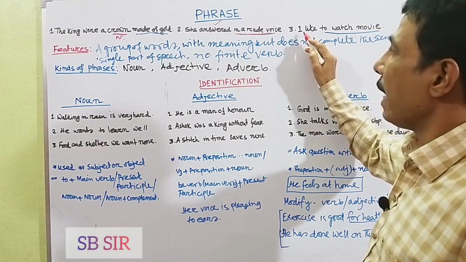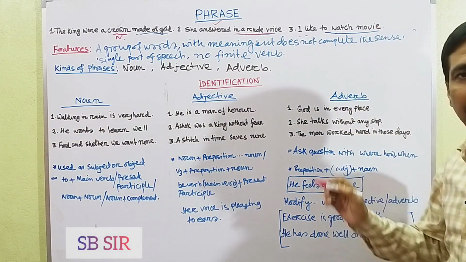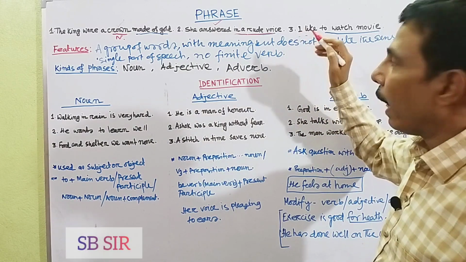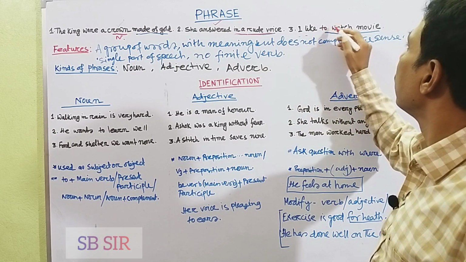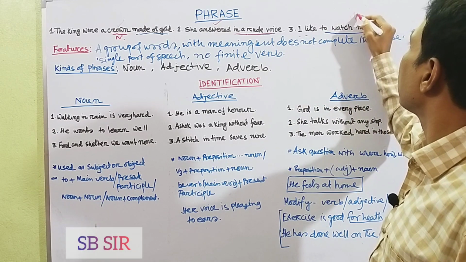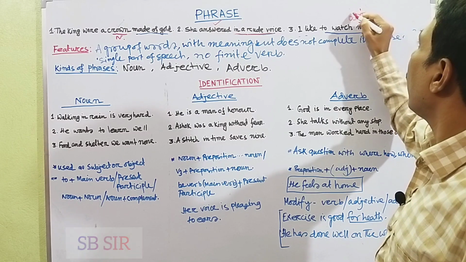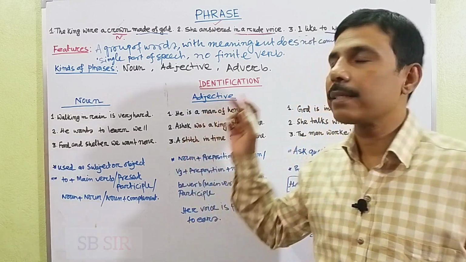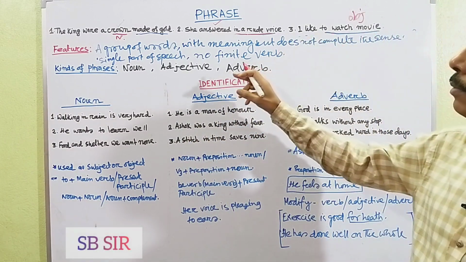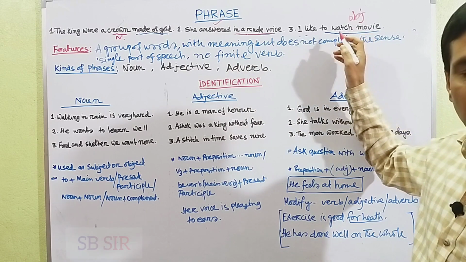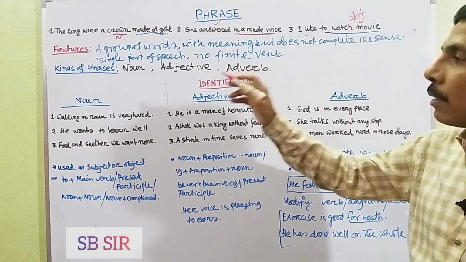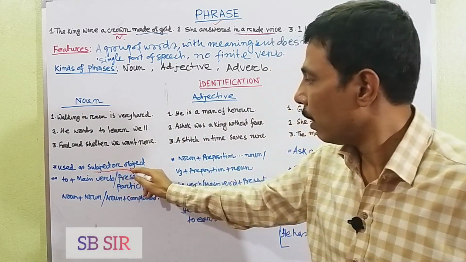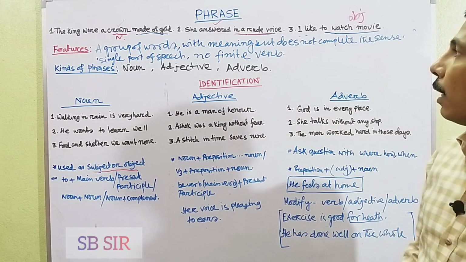Now, I like to watch movie. If I ask the question, what do you like? You like to watch movie. So it is used as an object. To watch movie is an example of an object. So a noun phrase is used here. A noun phrase is used as the subject or object of a verb. So it is an example of a noun phrase.